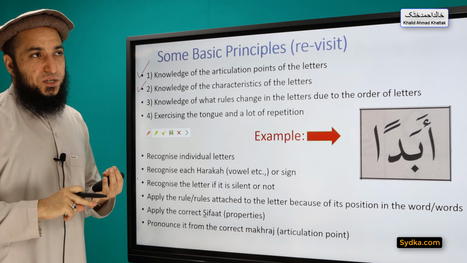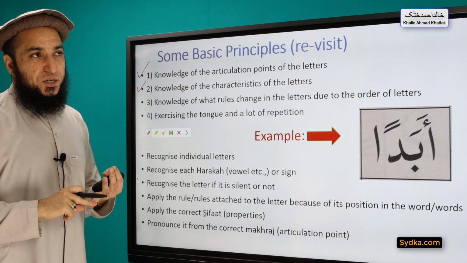The first syllable is ha dhammahu. Ha is not silent, it has dhamma, and ha is a light letter. Ha dhammahu. The second syllable is dal fathatain dan. If you notice here, the ya is silent. We only write and pronounce dal fathatain dan. Ya is silent and dal is a light letter. Dal fathatain dan. So now we connect these two and we have hudan, hudan.